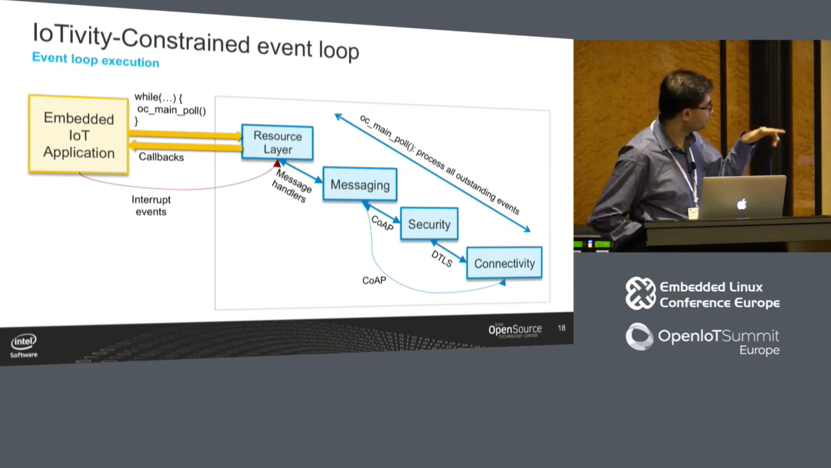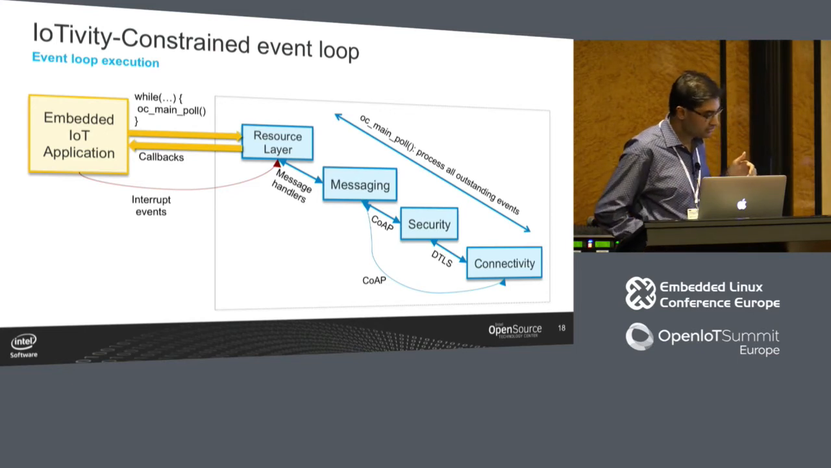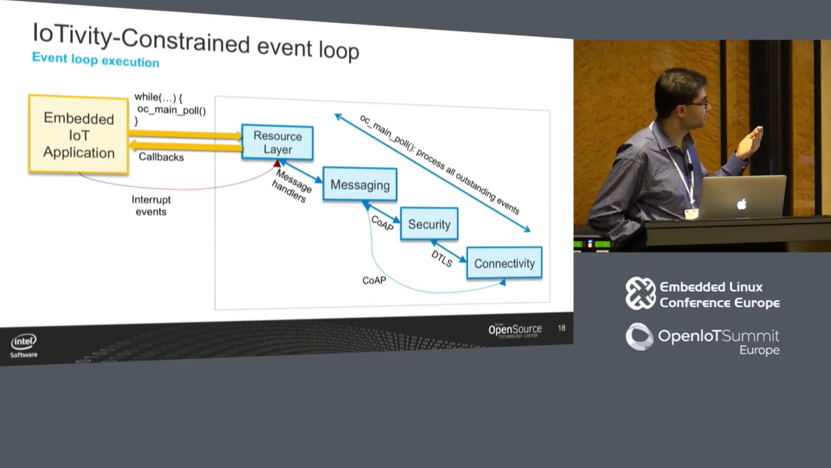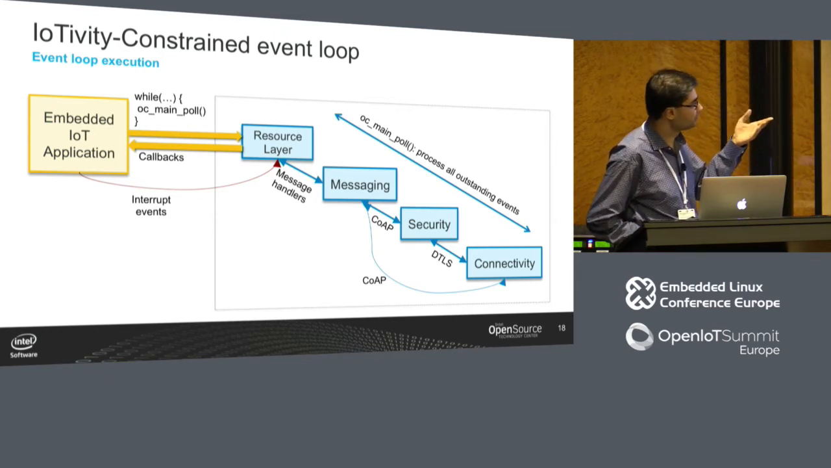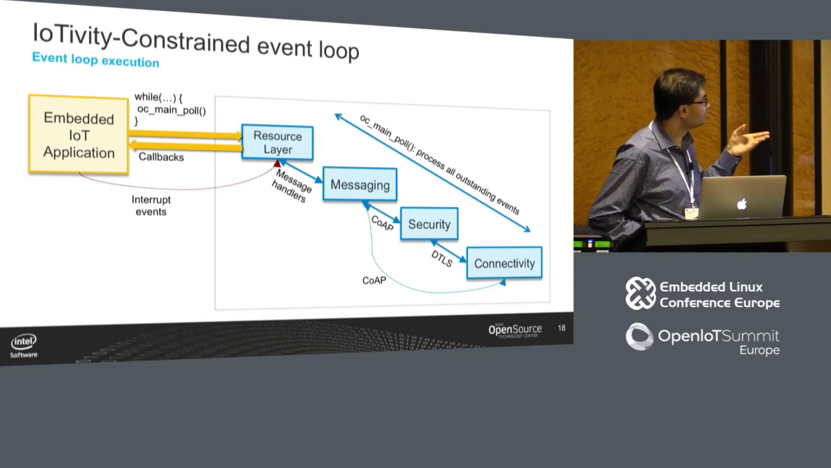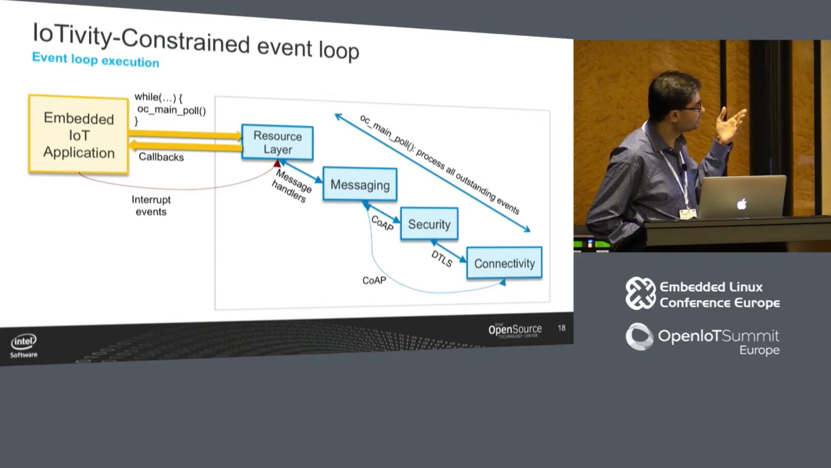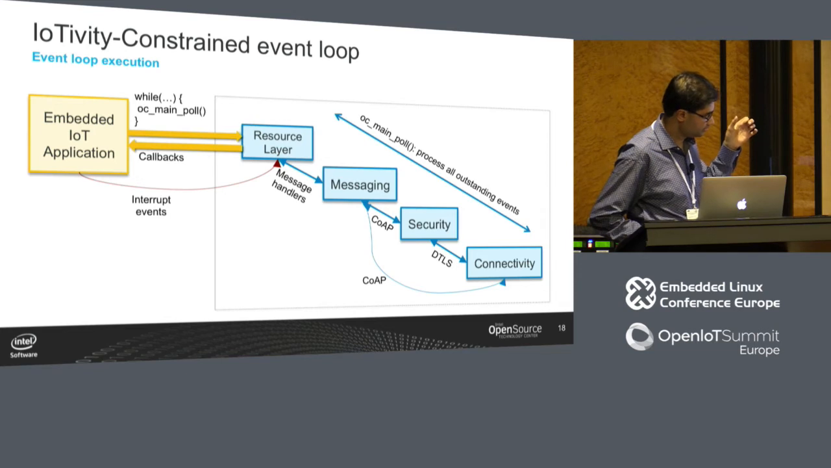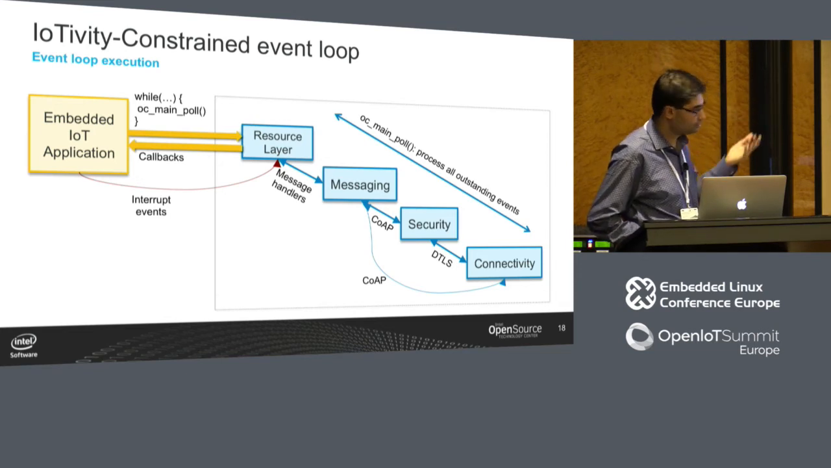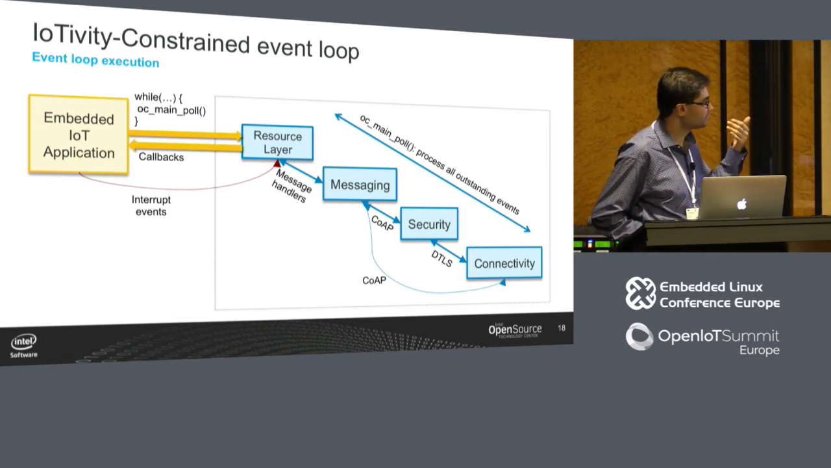The connectivity module on the bottom right waits for incoming messages over the network. When such a message is received, the data buffers are passed as events to either the security or messaging modules, depending on whether the incoming message was encrypted. The security module passes a decrypted CoAP message to the messaging module. The messaging module decodes the CoAP message and passes the structure to the resource layer, which maps it to OCF resource model constructs, and then calls back into the application to either handle resource requests or responses.